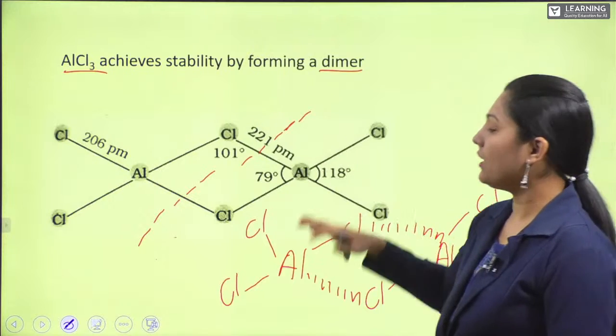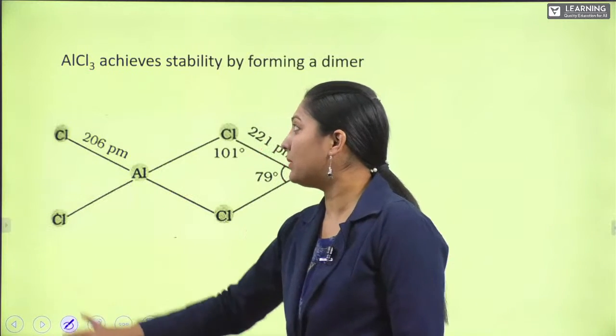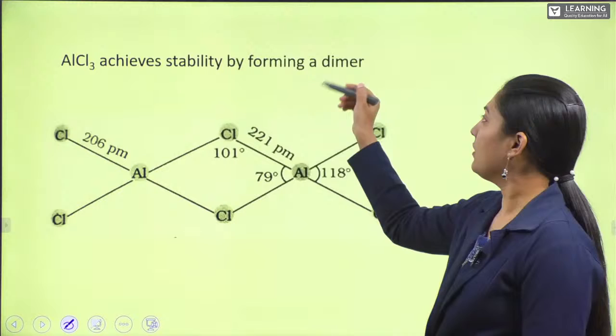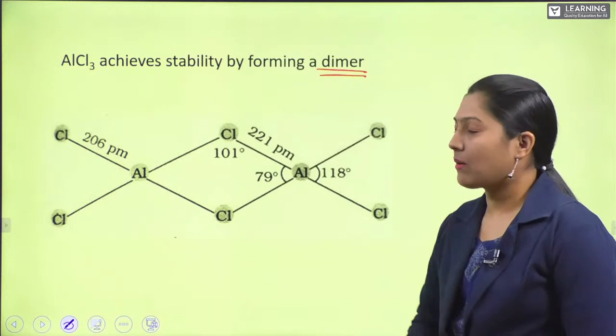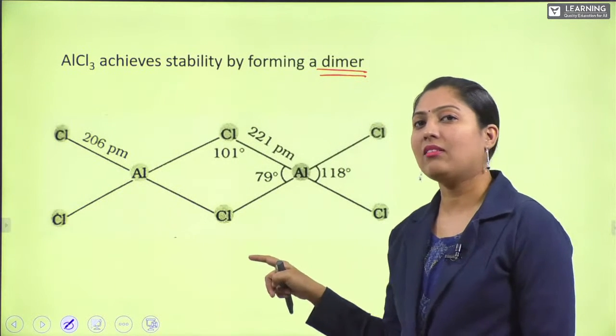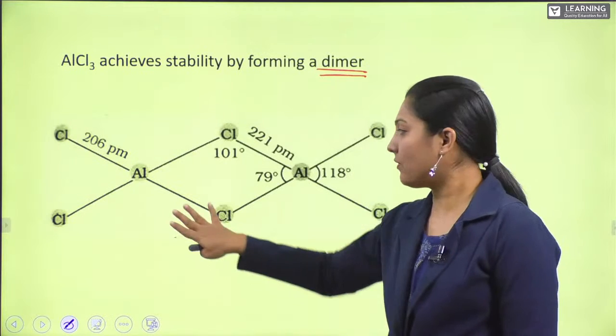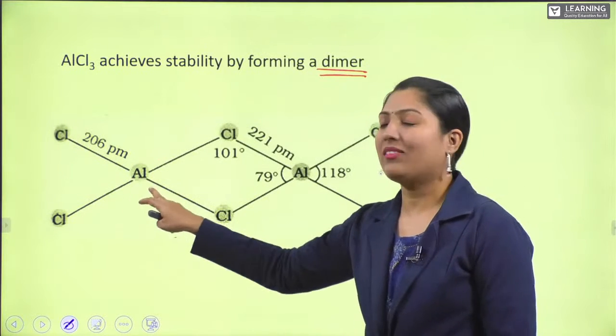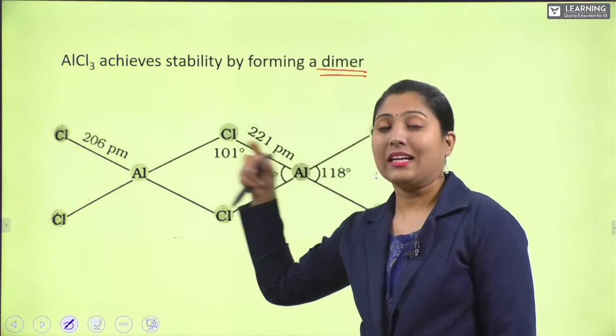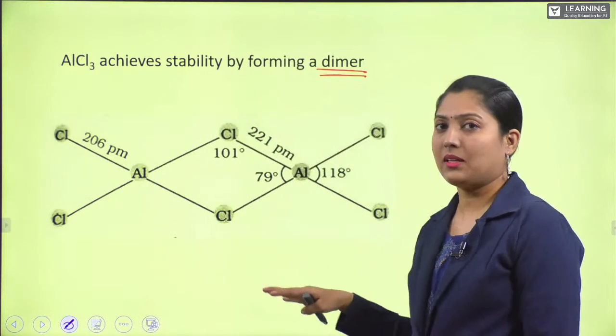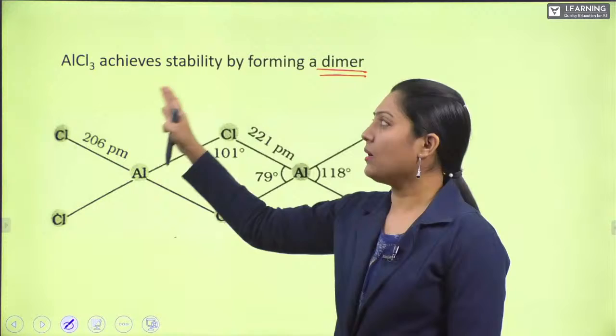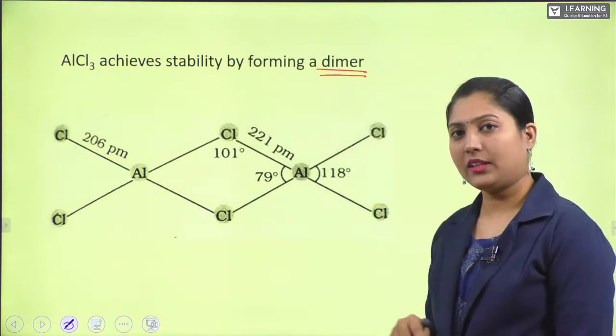So, aluminium trichloride can have stability by forming the dimer, because how many electrons will aluminium have in the outermost shell? If it is AlCl3, it will have 6 electrons in the outermost shell. It requires 2 more to attain stability. So how can it attain the stability? By forming the dimer. Got it?